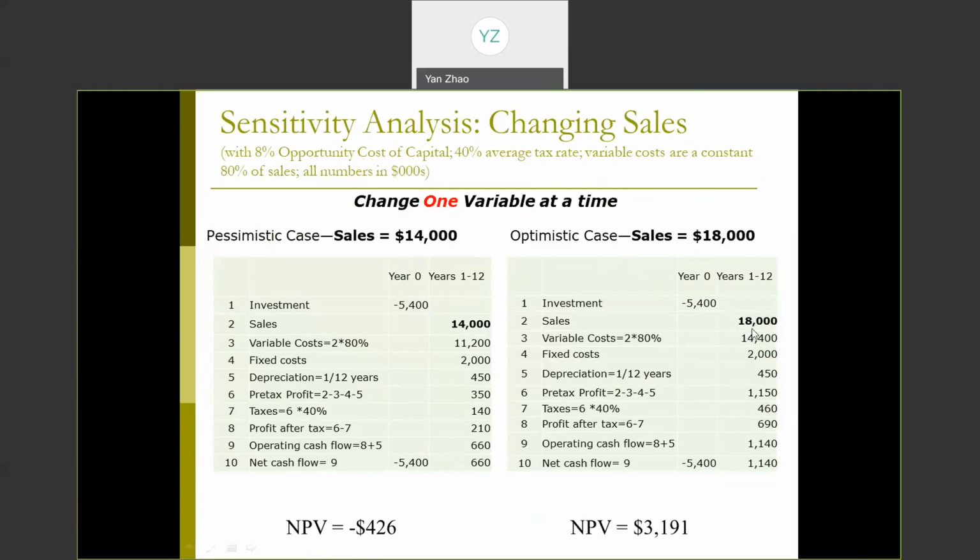Okay, we do the same thing for the optimistic case. We replace the sales number with a higher number, $18,000. We recalculate all the numbers in this Excel file. The cash flow for the next 12 years will be $1,140. And then we're going to plug in this number in the big net present value calculation formula. So replace this number in the formula. The net present value is going to be a very positive number. It's more than $3,000. And we should do it. It shows the sensitivity of the change of the sales.